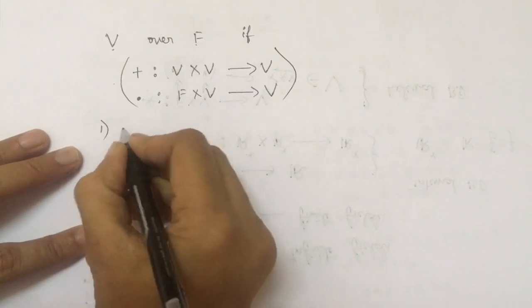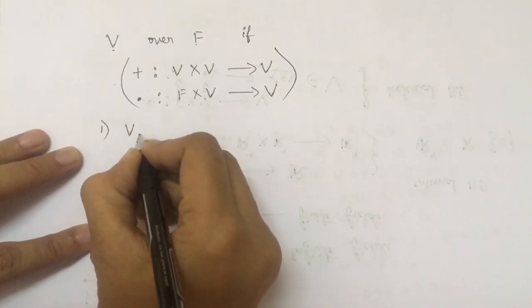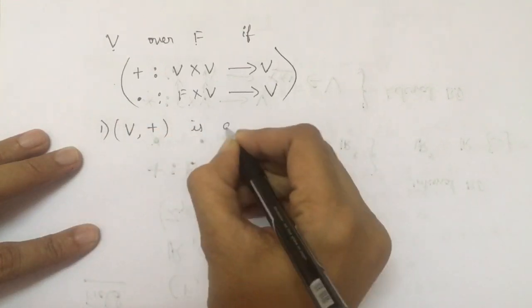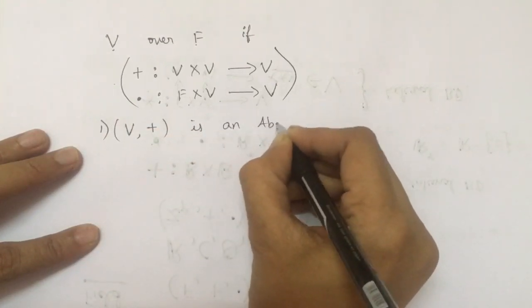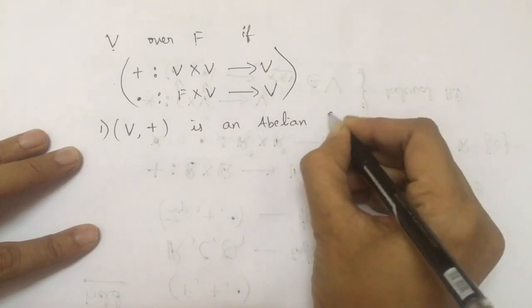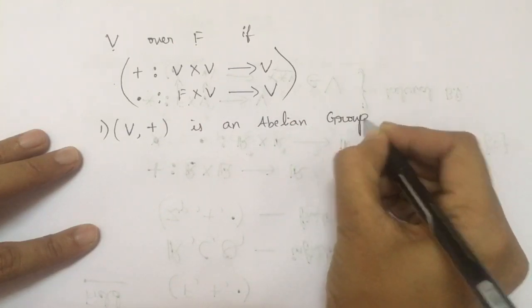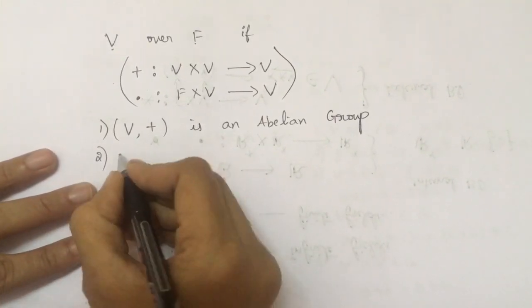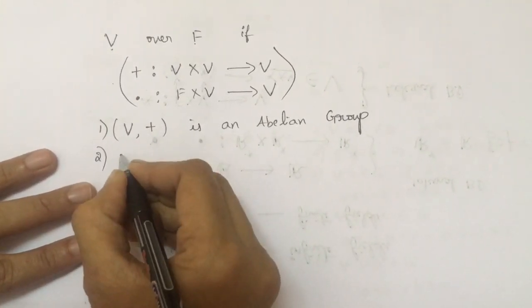The first condition is that the set V with the binary operation addition is an abelian group. The second one has got two sub-axioms.